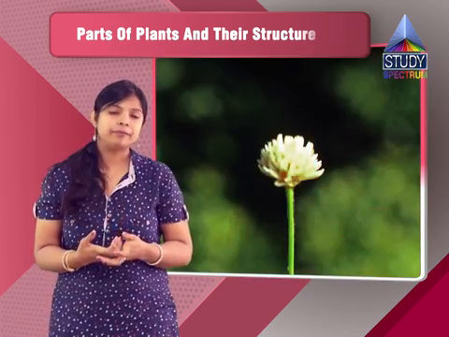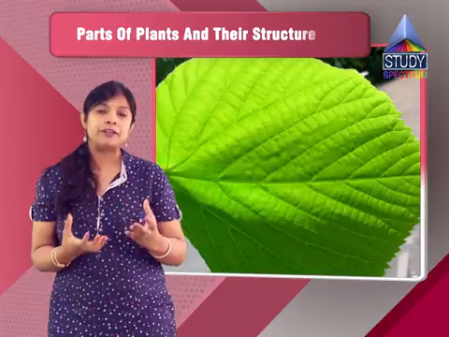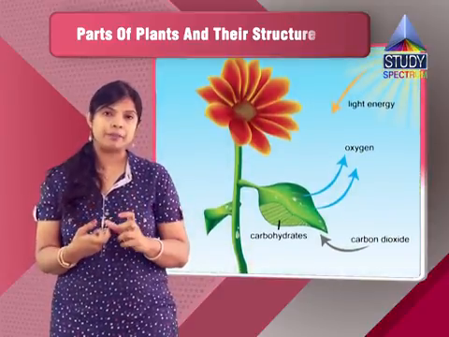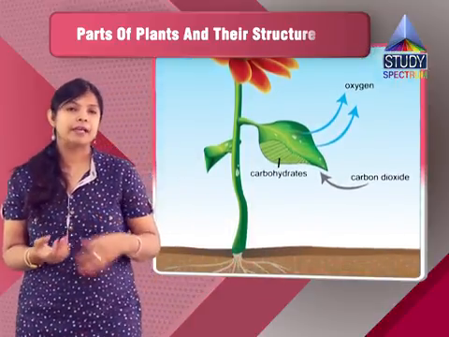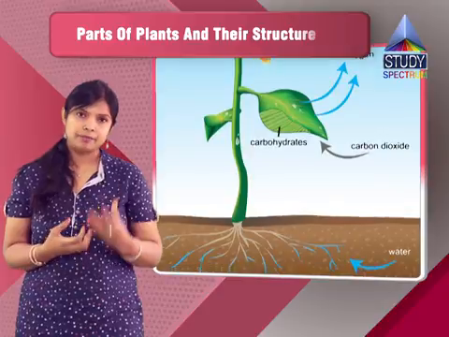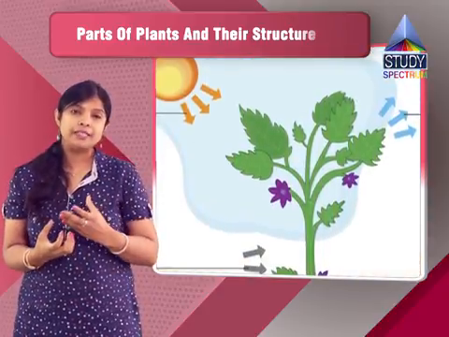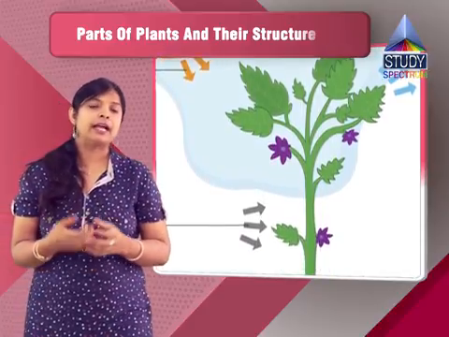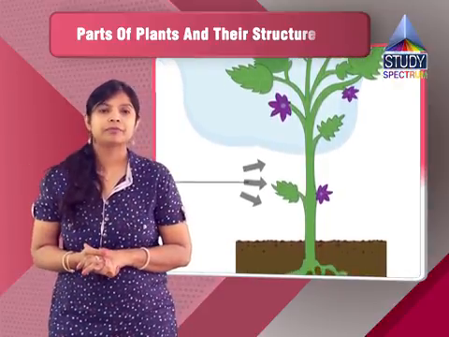Then lamina. Lamina is a broad structure which helps in the process of photosynthesis, because the pigment chlorophyll is present on the lamina of the leaf. Sometimes the lamina can be smooth, and in many leaves it is present in serrated form. And veins are present on the leaves; sometimes they are reticulate veins, and in some leaves they are in the form of parallel venation.